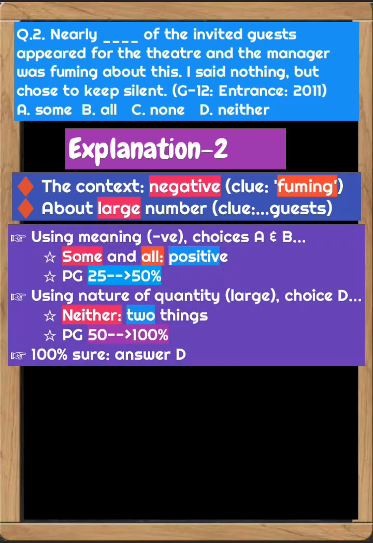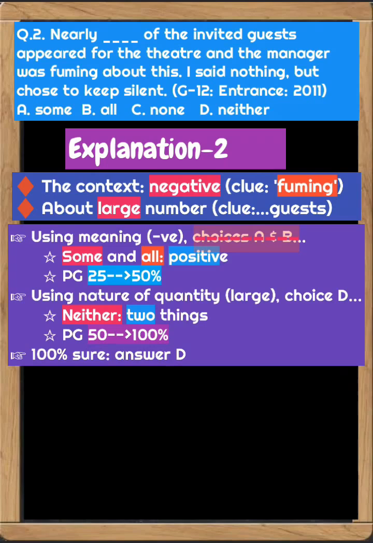Therefore, using the meaning of negative idea as a clue, choices A and B must be eliminated because some and all are used for positive idea. They are not used for negative idea. As a result, your probability of getting it right increased from 25% to 50%.